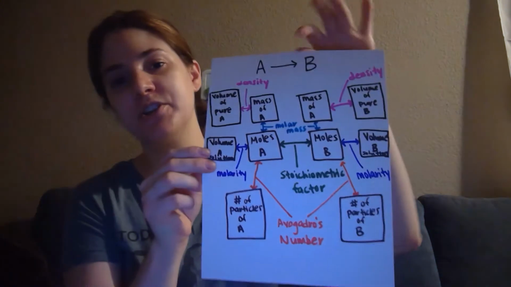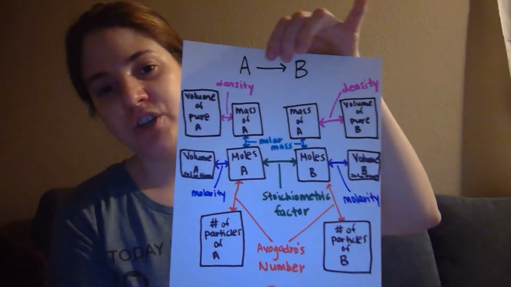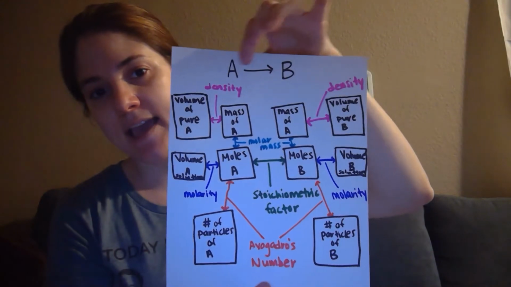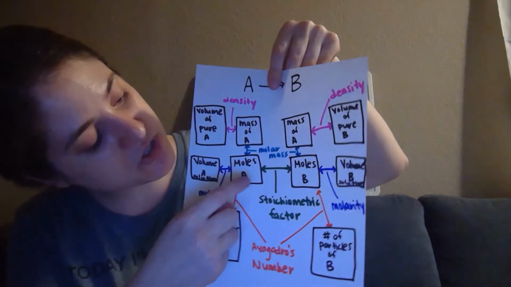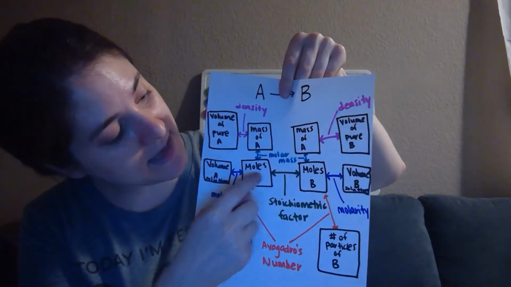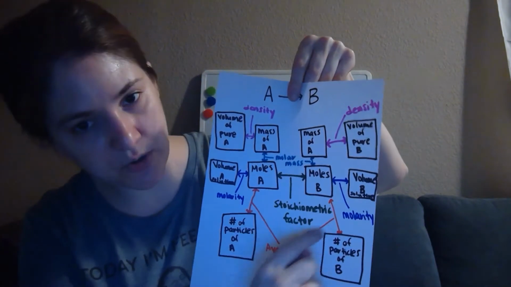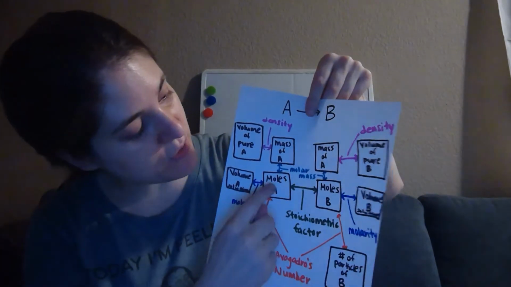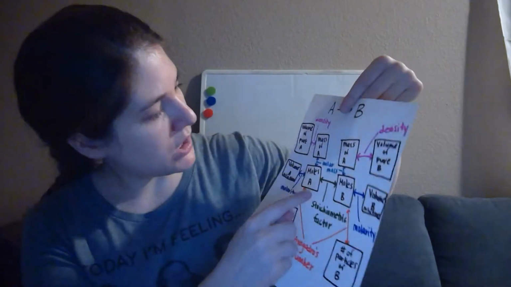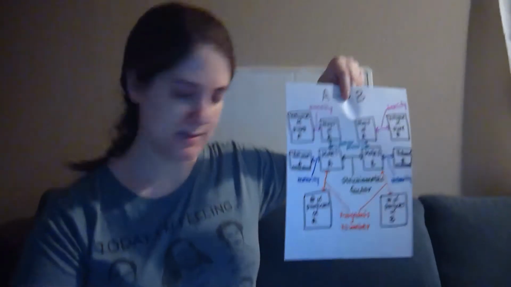So I drew up this picture. It's also in the book. In a chemical equation of reactant A going to product B, there are a bunch of different things you can calculate. If you're starting with moles of A, you can get to moles of B directly using that stoichiometric factor. From there, you can do a whole bunch of branching off. From moles of B, that should say mass of B, not A, sorry.